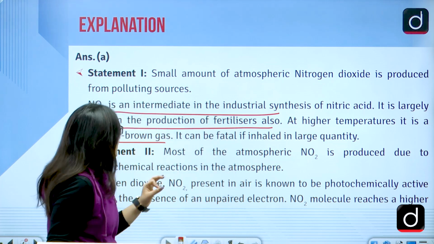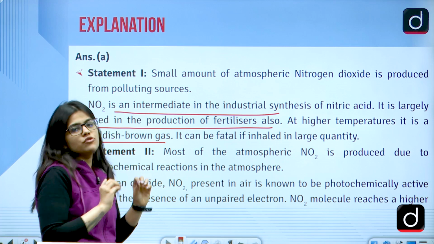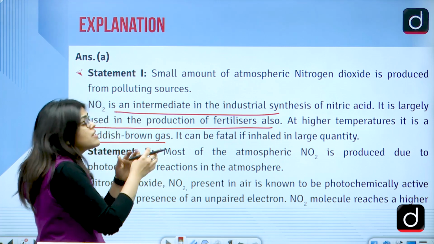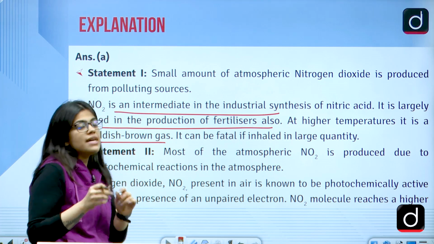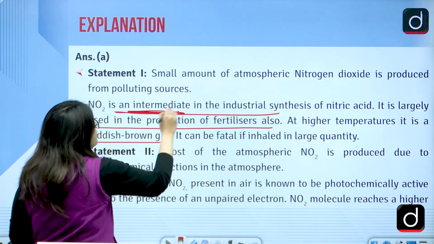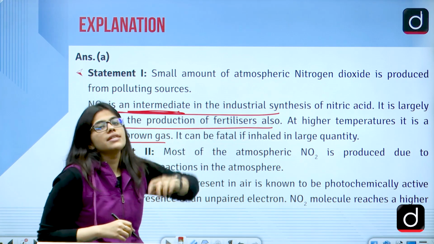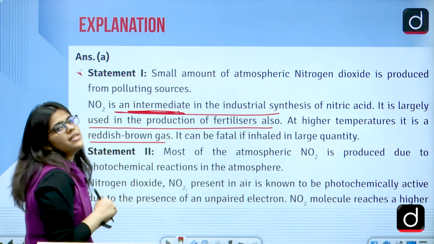So we see that there is only a small amount of nitrogen dioxide present in the atmosphere. Why? Because the number of sources is fairly small. Where do you find this NO2? You find it in the industrial synthesis of nitric acid. So the first statement is correct.